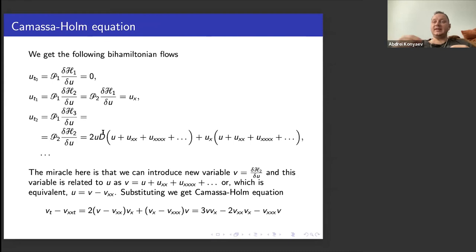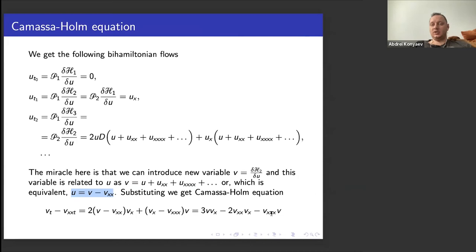But the other way around, it becomes much better. So you use this inverse, you express u in terms of v. And after you do that, you can substitute v here, and you substitute this one, and here you substitute again the expression for v, and you get the following equation, which is exactly the Camassa-Holm equation. So we see that our procedure works.